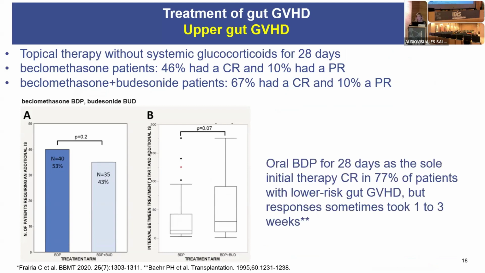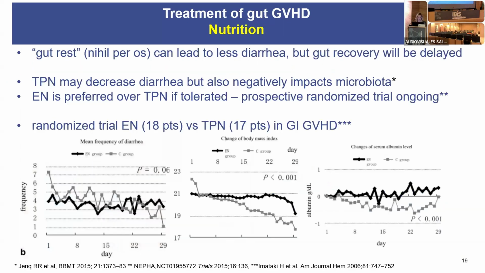And this is what we recommend for upper gut GvHD today. Also, oral steroids have been shown to work even in the lower gut GvHD, but this takes long, 1 to 3 weeks, and we usually do not have such a long time to wait. But for upper gut GvHD, it works well, and it's worth trying.